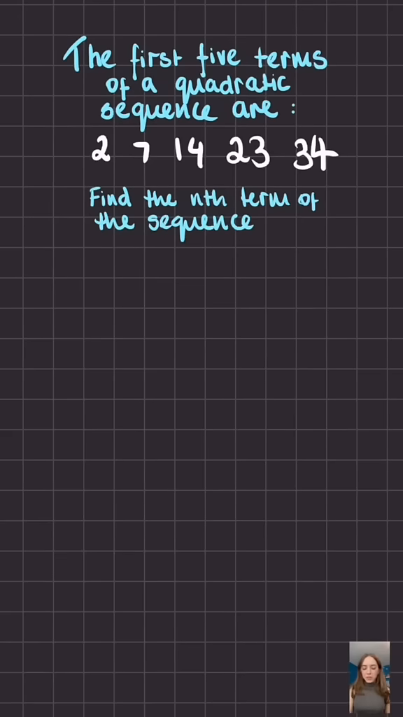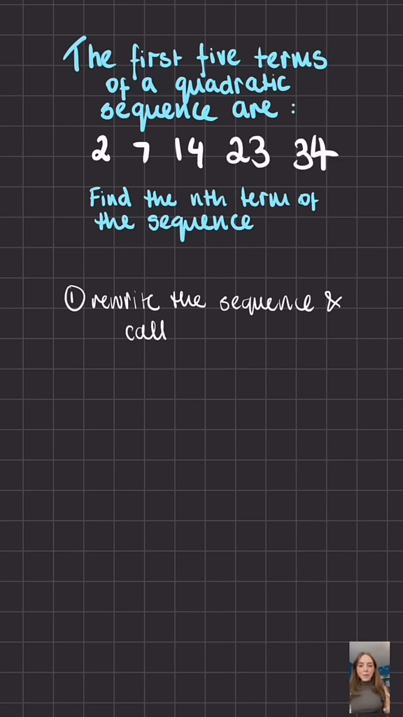In this question, we are told that the first 5 terms of a quadratic sequence are 2, 7, 14, 23, and 34. We are asked to find the nth term of the sequence. The first thing I'm going to do is rewrite the sequence and call it un. It will make sense as the question progresses, but we want to name it that so we don't get confused.